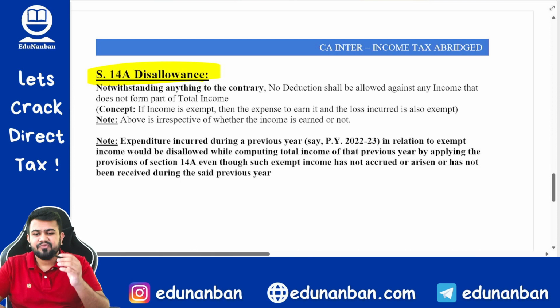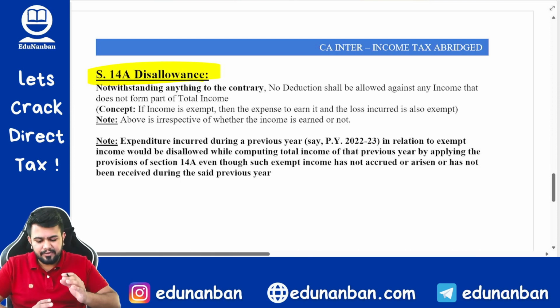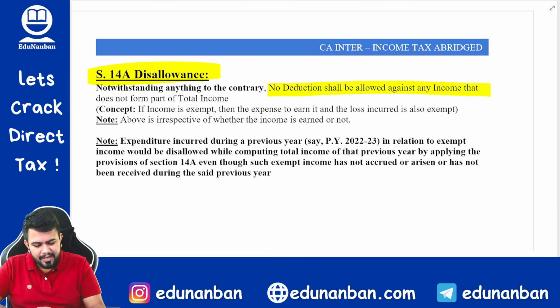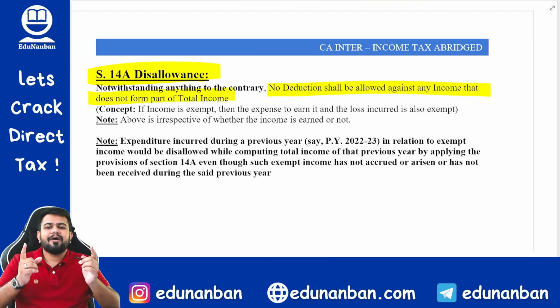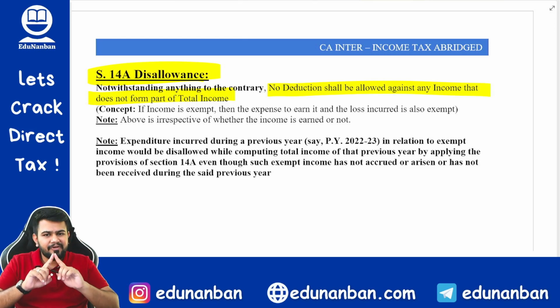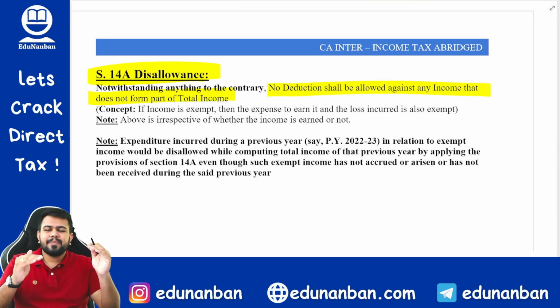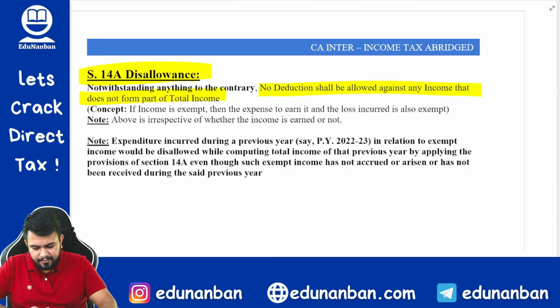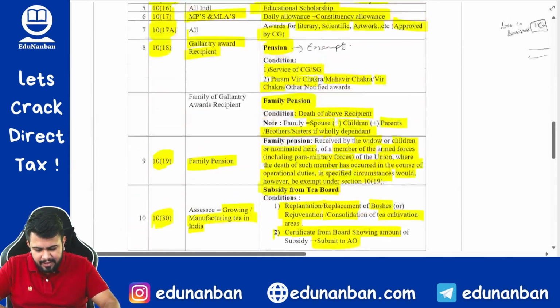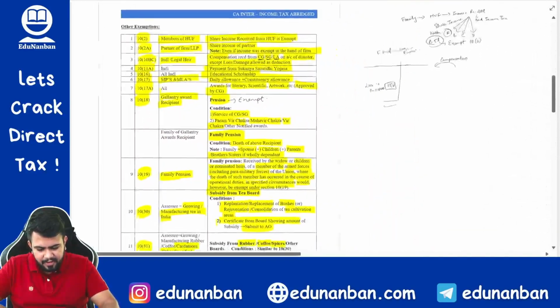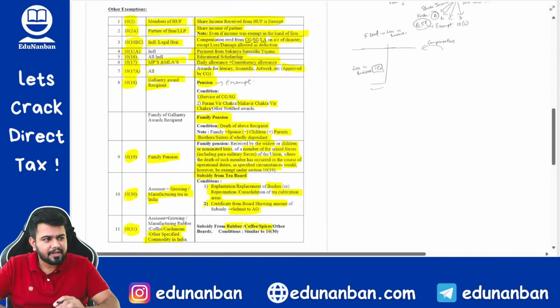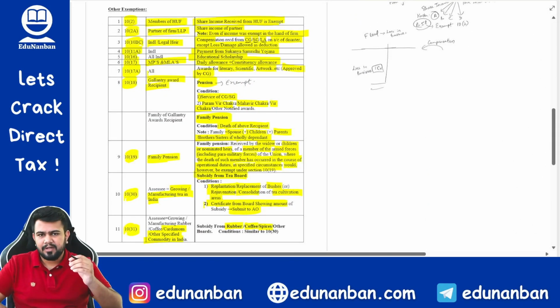14A disallowance. What is 14A disallowance? Let me just tell you in brief. No deduction shall be allowed against any income that does not form part of total income. It means if you have incurred any expense for earning an income that is exempt, then that expense will not be allowed as deduction. Okay, because the income is exempt, the expense also will not be allowed. Fine. So that is only the concept. I hope you are clear with the exemption chapter. With this, the exemptions are over. If these are not there in your notebook, I would request you to please note these down in your notebook.